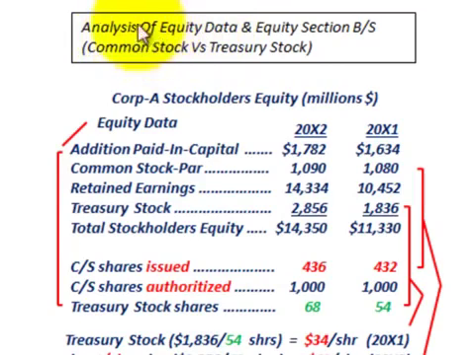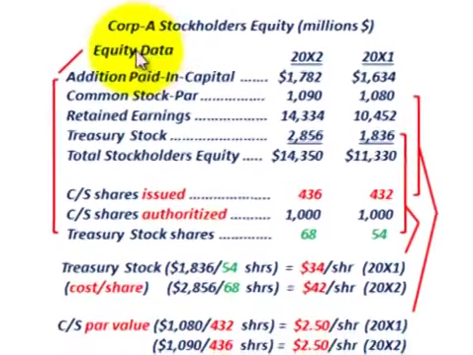What we're going to be looking at here is just a basic analysis of some equity data for a company, and based on the equity data we're given, we're going to develop the equity section on the balance sheet for this company. And what we're going to be looking at is common stock versus treasury stock, and how it affects the equity for the company. And this is our equity data here.